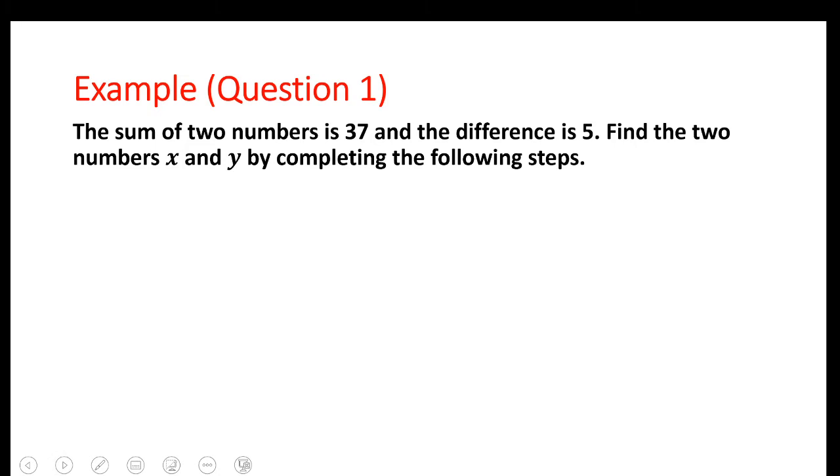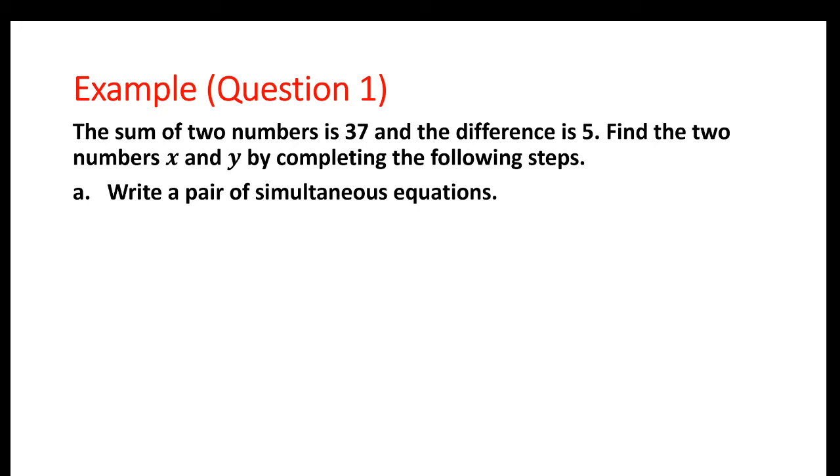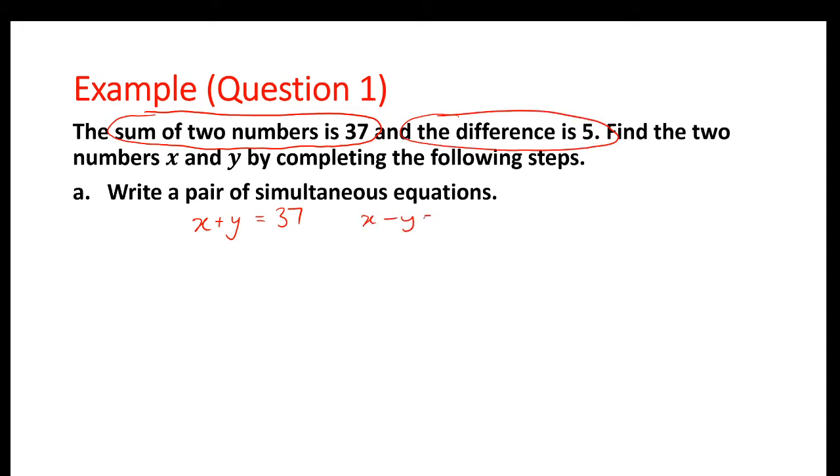Anyway, example 1. The sum of two numbers is 37 and the difference is 5. For the two numbers, x and y, so they've actually already defined our pronumerals for us. So find the two numbers by completing the following steps. Step 1 is to write a pair of simultaneous equations. In this case, we've got the sum of two numbers is 37. Remember, our two numbers are x and y, so we'll write x plus y is equal to 37. And the difference is 5, so the difference between the two numbers is equal to 5. And that's it.